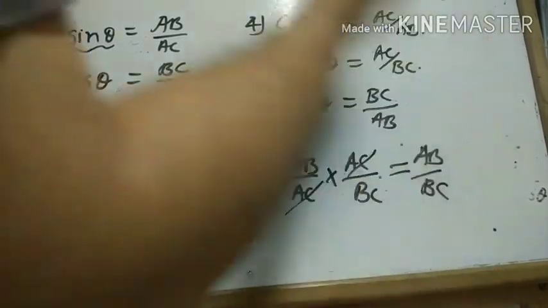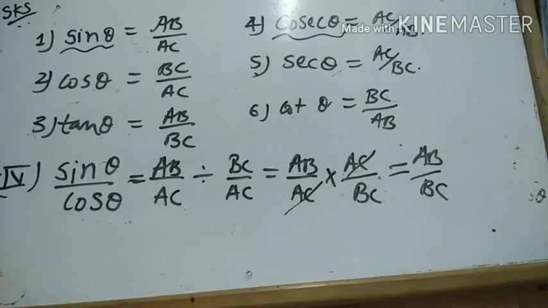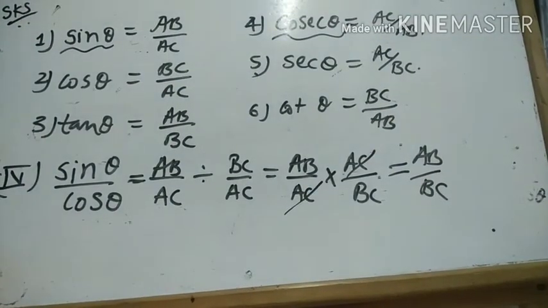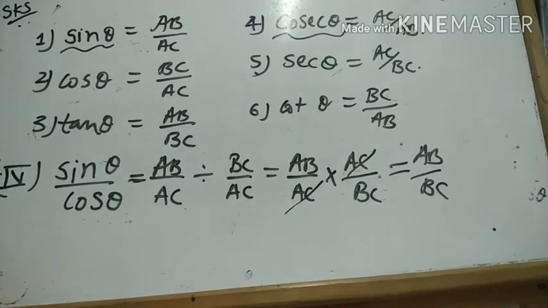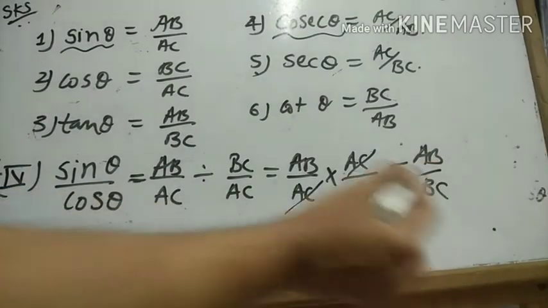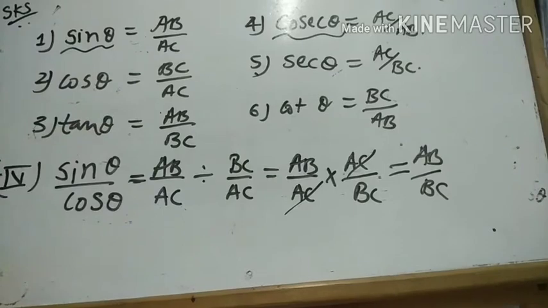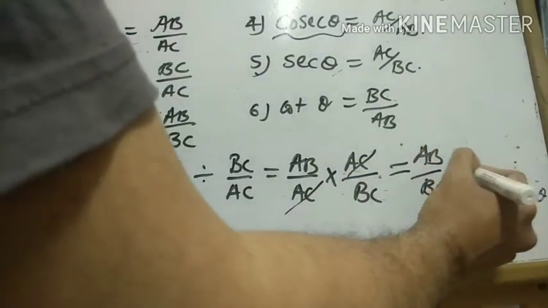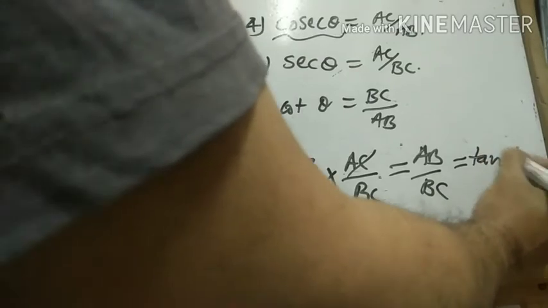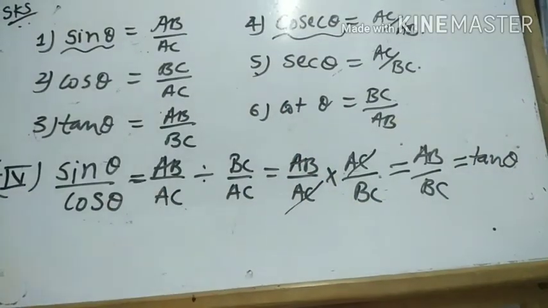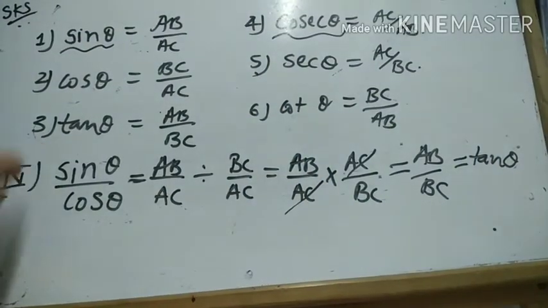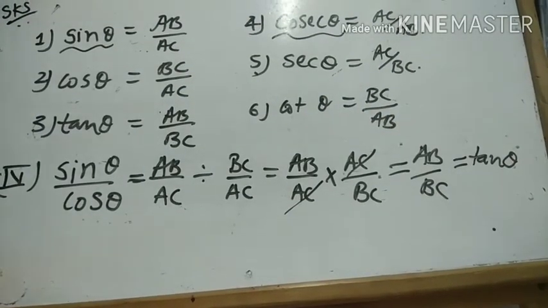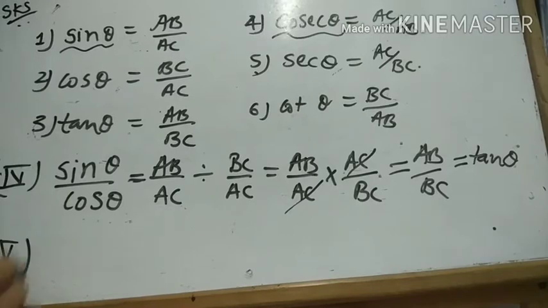My dear friends, out of these 6 ratios, can you find out AB upon BC ratio anywhere in the entire board? And whoever can observe it very carefully, AB upon BC is present over here. So sine theta upon cos theta is equal to tan theta. So our fourth result of the day, that if you divide sine ratio by cos ratio, you will get tan ratio. One more result we can derive.